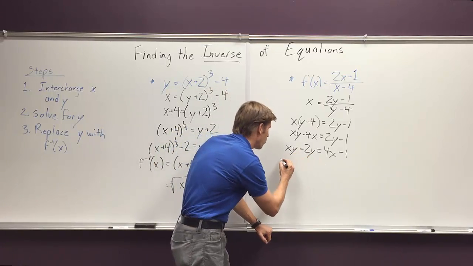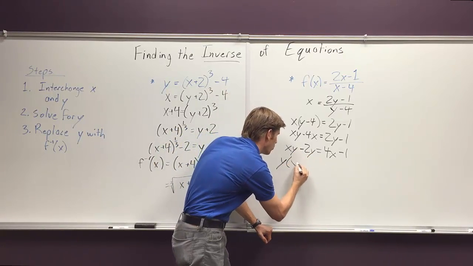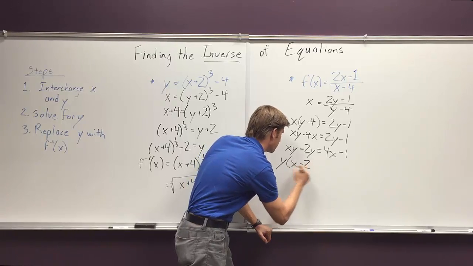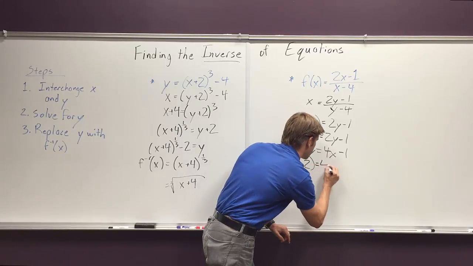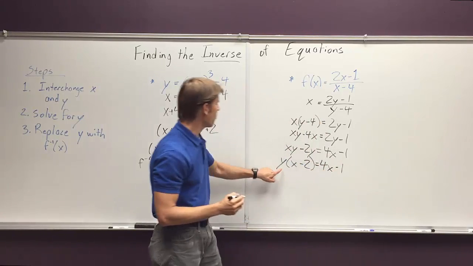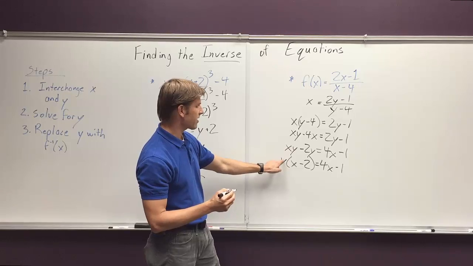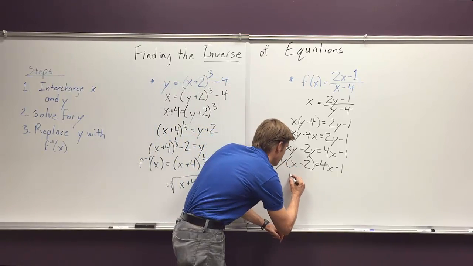I'm going to gather the y. So this is y times x minus y times 2. So I factor out that y. Now, how do I get y by itself? Once you factor the y out, it's easy to divide by the x minus 2.